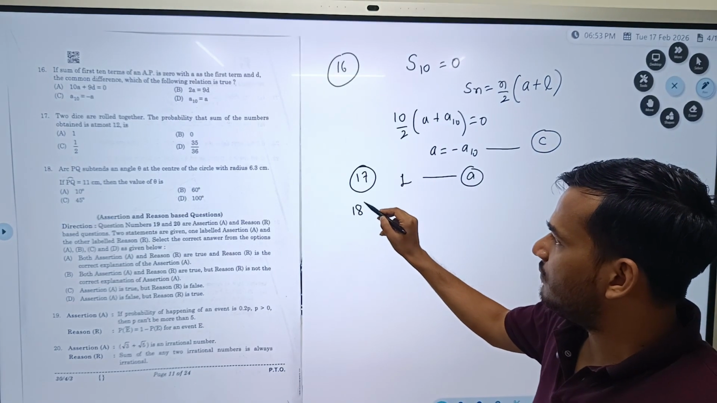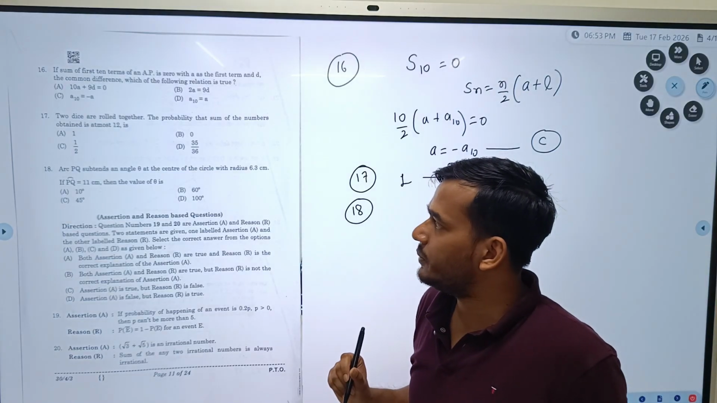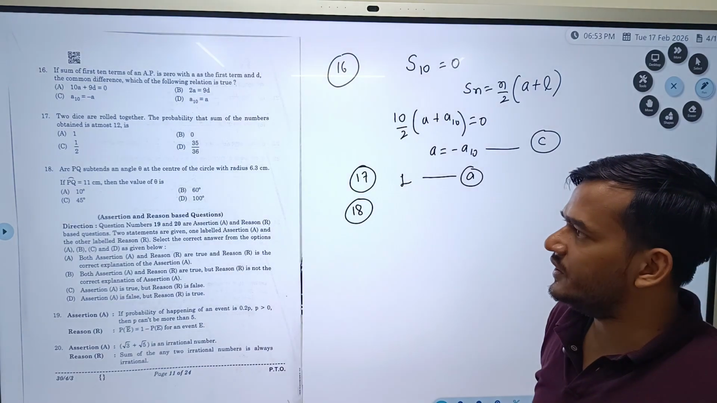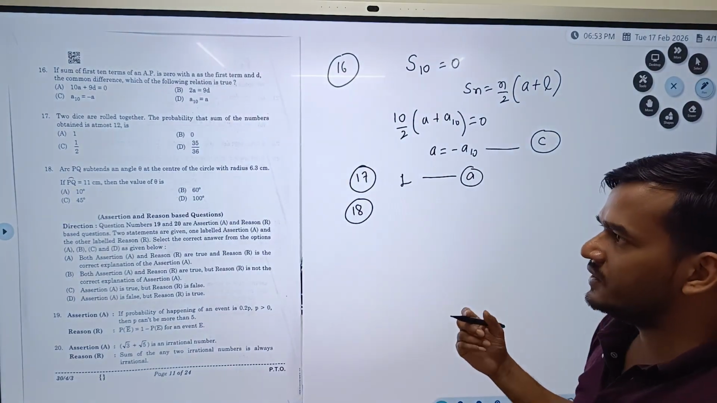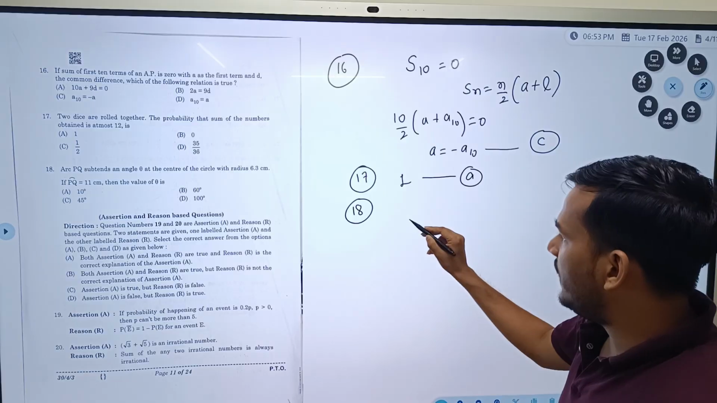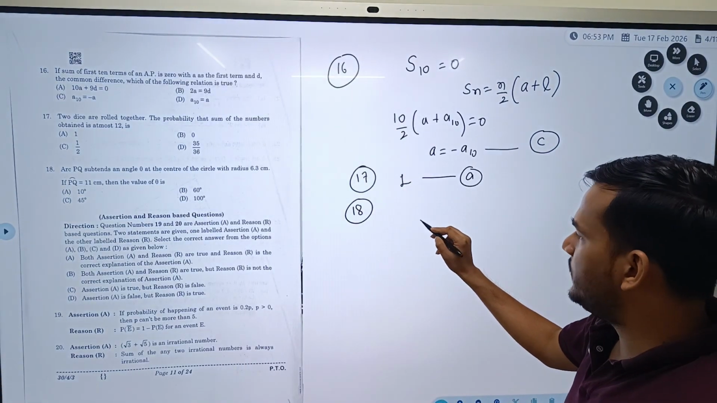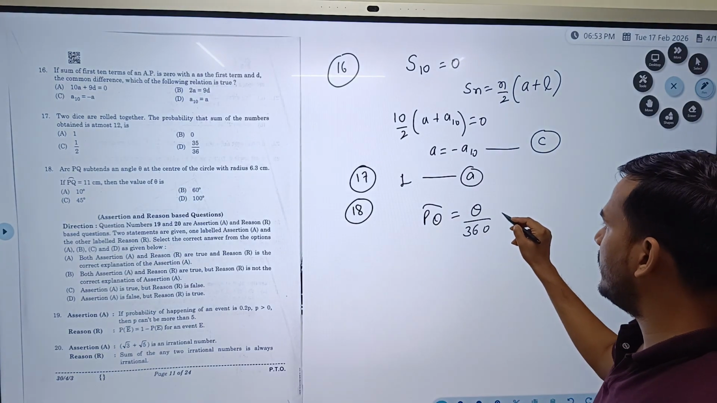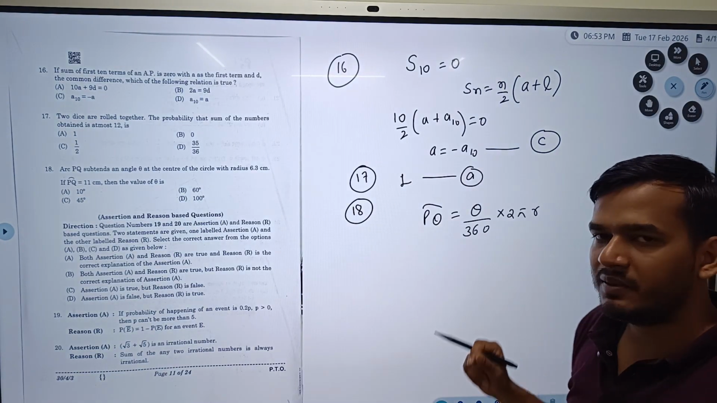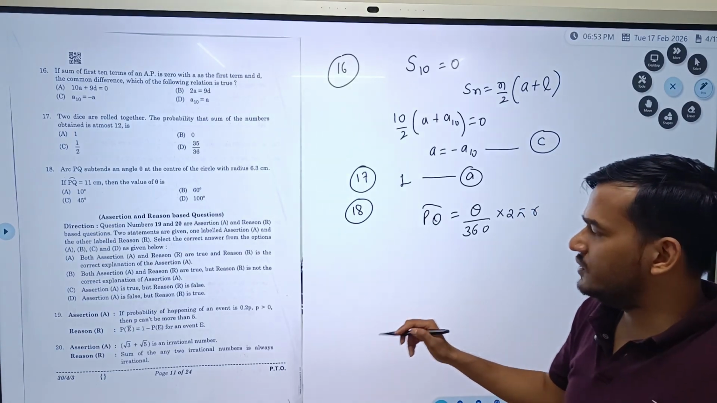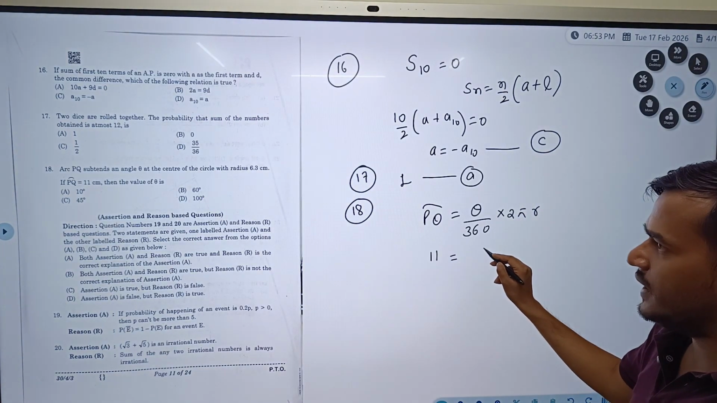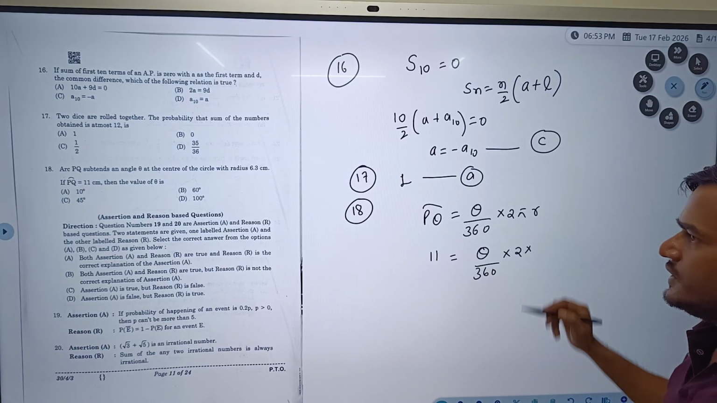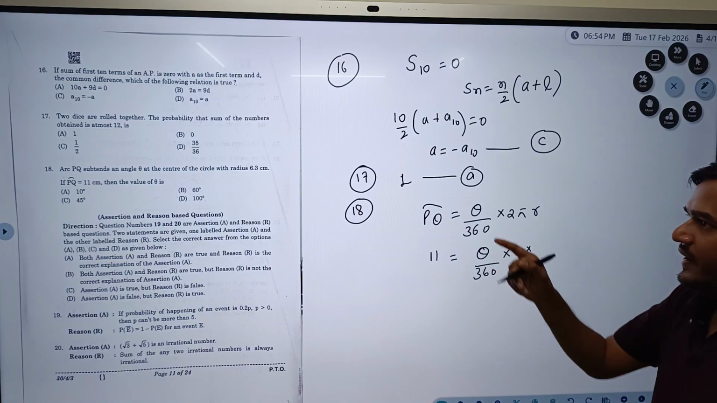Now question number 18. Arc PQ subtends angle theta at the center with radius 6.3 centimeter. So we know that the arc length PQ is equal to theta by 360 into 2 pi r. Arc length is theta by 360 into 2 pi r. Now PQ is given equal to 11. Theta we have to find. Theta by 360 into 2 into pi is 22 by 7 and r is 6.3.